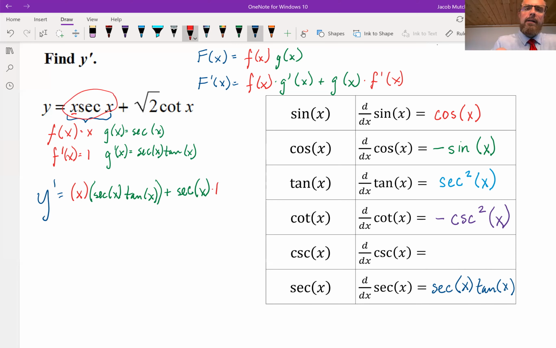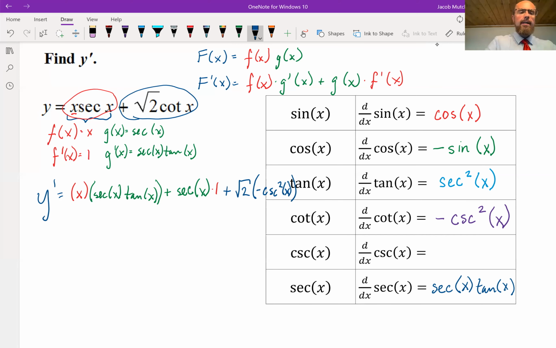And then I want to pick up with differentiation of that second term. So that square root of 2 cotangent x, that doesn't have any part there that's a product or a quotient. So I'm just going to use the constant coefficient rule, leave the square root of 2 in place, and then take the derivative of cotangent, which I see from my table is negative cosecant squared of x. And that completes that differentiation.